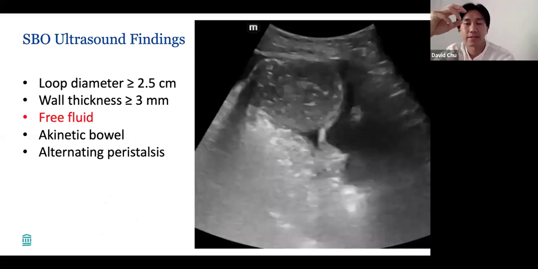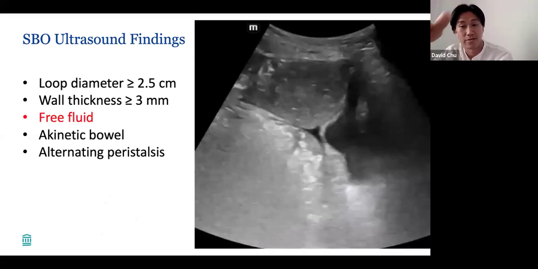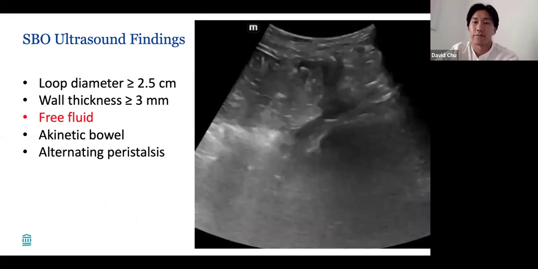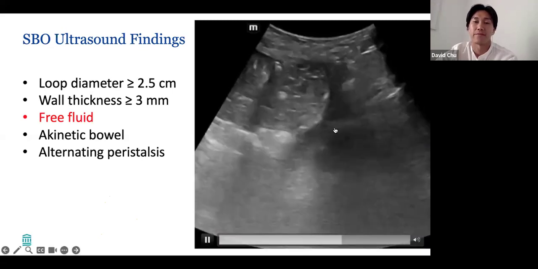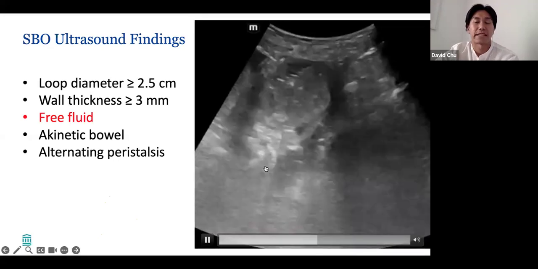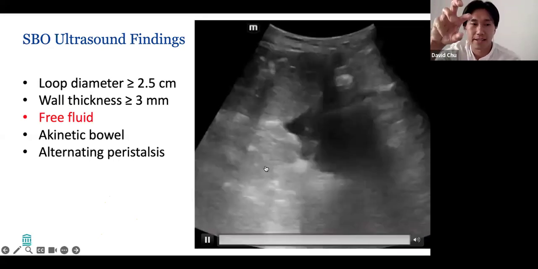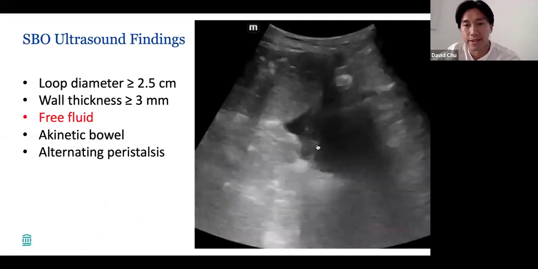How do you tell fluid that's actually within the bowel, or if you're very low in the pelvis, like in this image, fluid that's within the bladder or urine, from actual free fluid? You've got to look for an anechoic pocket, a black pocket that's actually angular and almost looks triangular, like you see right there.